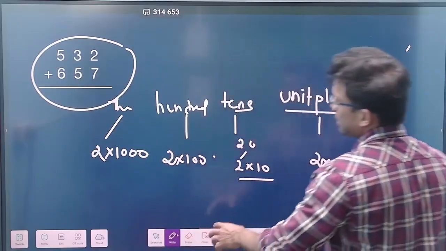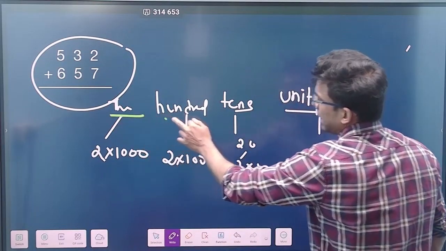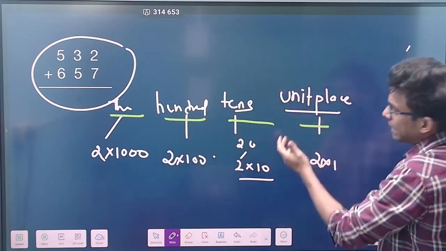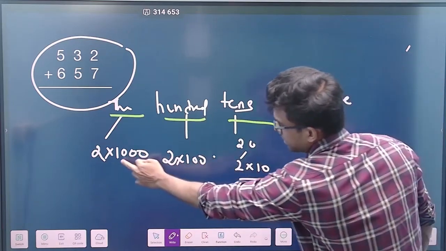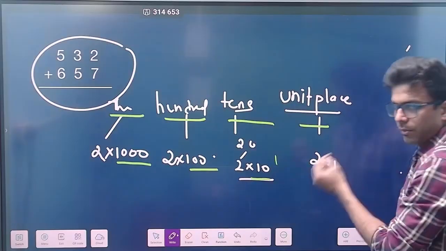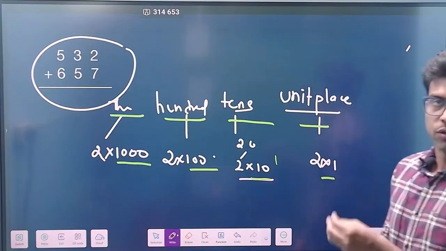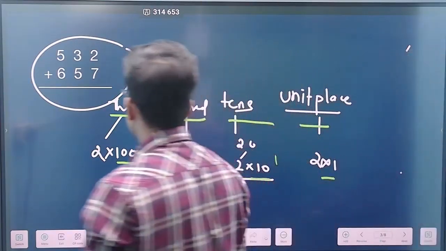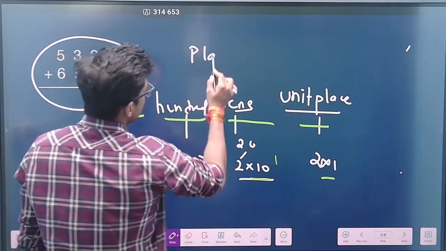So the point is that the place value is decided by the hundreds place also. So this is 10 to the power 3, this is 10 to the power 2, this is 10 to the power 1, and this is 1 to the power 1, correct? So you should slowly learn this point. This is called a place value.